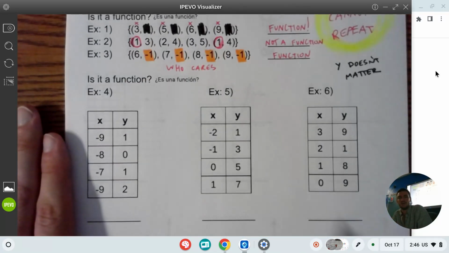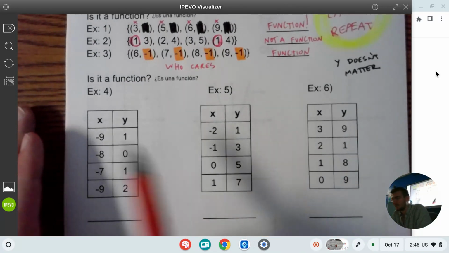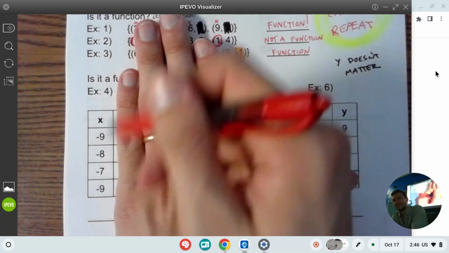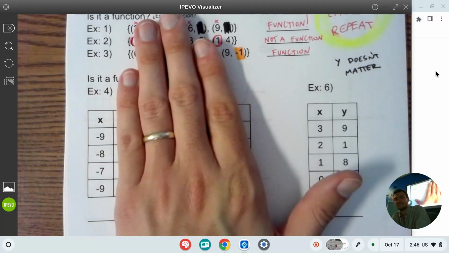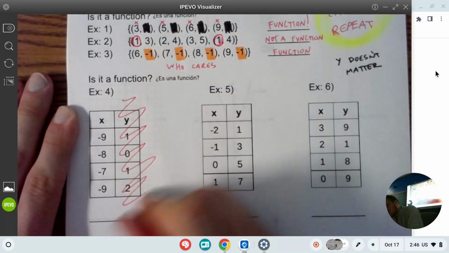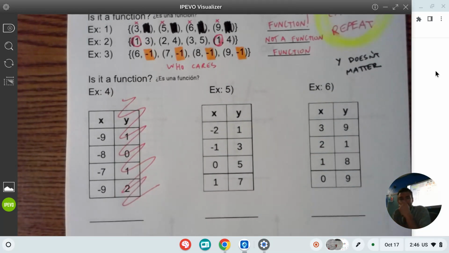We've got 4, 5, and 6, which are tables. They look a little bit different. Are we going to look at the left side of the table or the right side of the table? Left side. We're going to be looking at the left side because the x's matter. And what do we care about the y's? Nothing. We don't care at all. The y's, totally useless. Nobody cares. If you want to cross them out, cross them out.